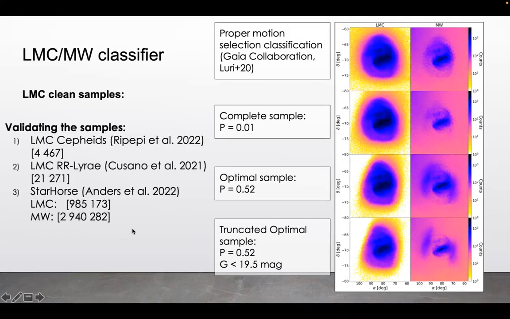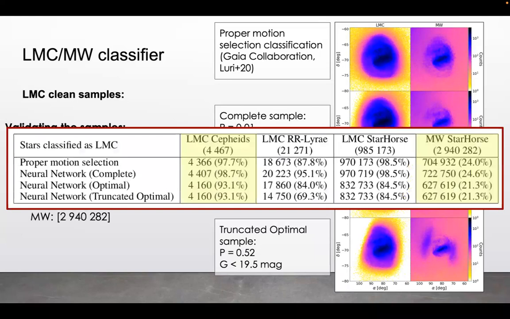Okay, so we validated these samples with well known tracers where we know the distances. So for example, variable stars, Cepheids or RR Lyrae. There is another strategy to derive the distances and astrophysical parameters, which is StarHorse, based on a Bayesian method. So we validate our samples.